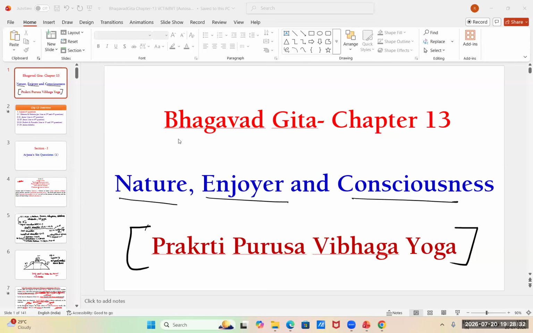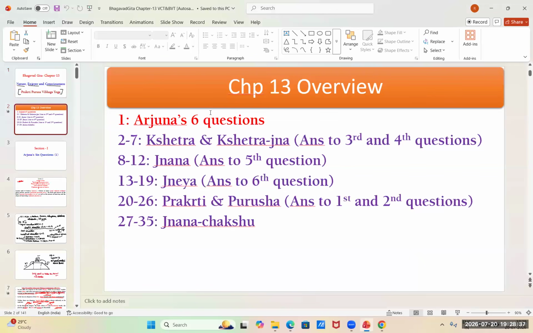Let us see. So we are on the 13th chapter. This is our fourth class. I'm going slow because the 13th chapter is filled with facts. It is an Upanishadic chapter and a lot of philosophical concepts are there, and we are trying to get familiar. So we began with Arjuna's 6 questions, the conceptual connection between chapter 12 and 13, and overall what chapters 13 to 18 discuss.